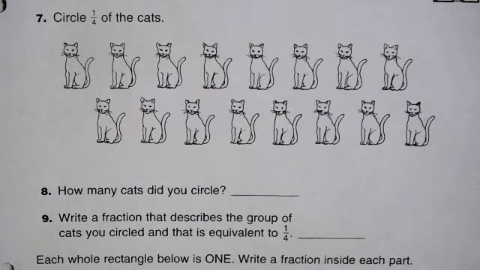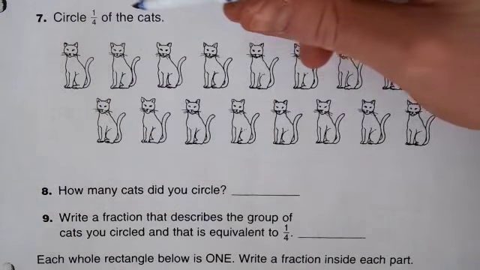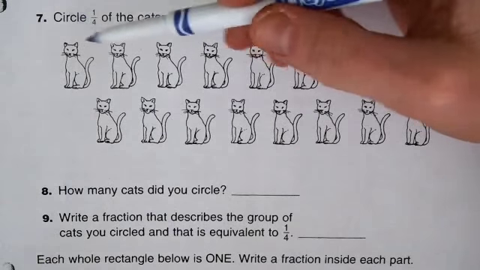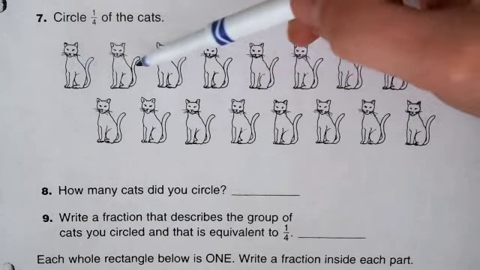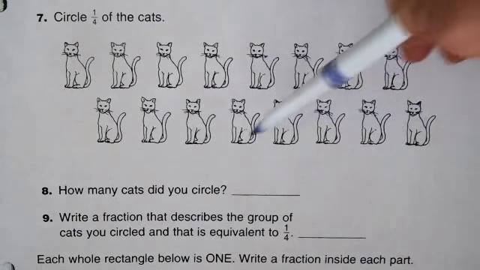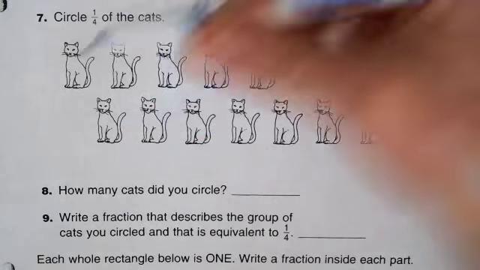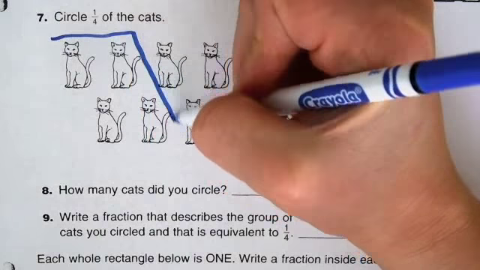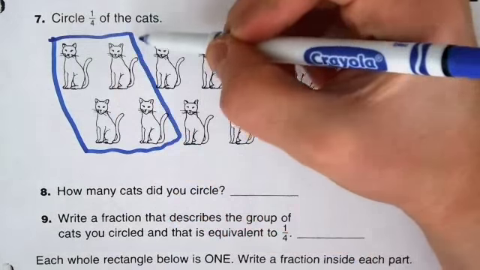So what we have to do to be able to circle 1/4 of the cats is we have to put these cats into groups. We actually have to make 4 groups with these cats. And so I'm going to count the cats to start with. 1, 2, 3, 4, 5, 6, 7, 8, 9, 10, 11, 12, 13, 14, 15, 16. So I should be able to make equal groups of 4.